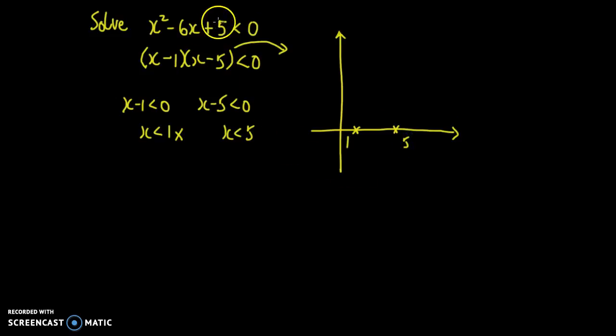So there's both roots. It's a positive x squared. Therefore it's a U-shaped graph or smiley shaped graph. So your graph of y equals x squared minus 6x plus 5 is going to look something like that. Now where is it less than 0? So where is y less than 0? Well, it's this area here below the x-axis.